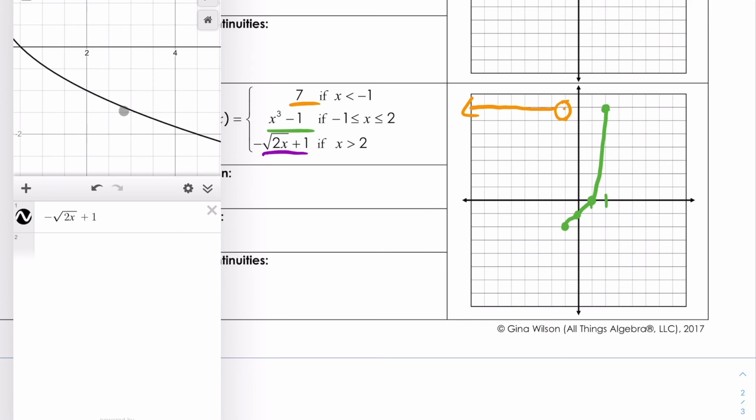2 for x goes with -1 for y. 2 for x, -1 for y. Just to approximate, 4 for x goes with almost -2, but not. So 4 with almost -2. And then we can just continue that pattern in the negative direction.